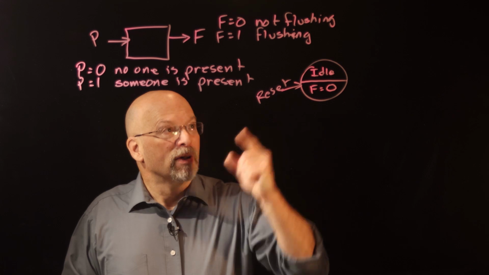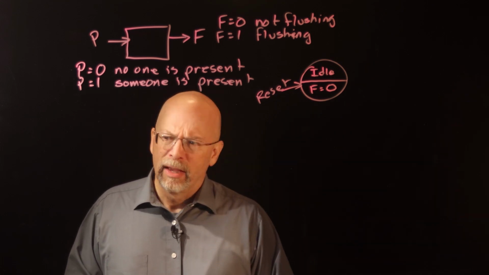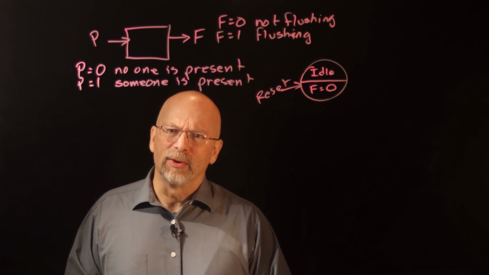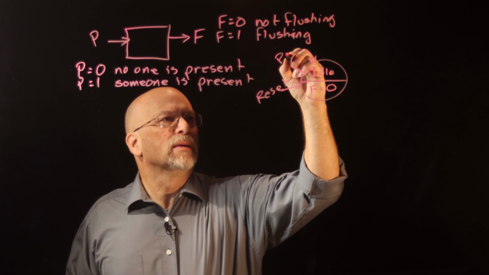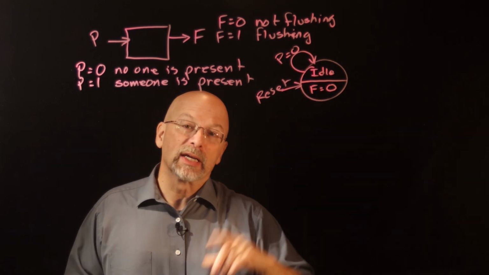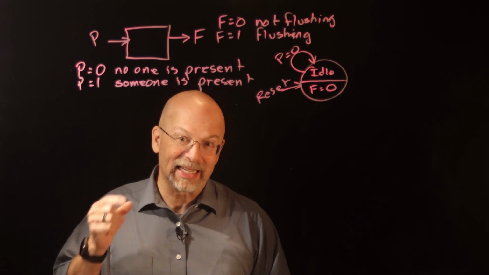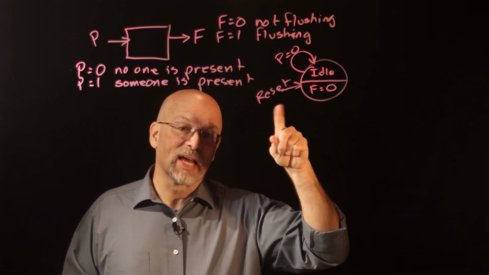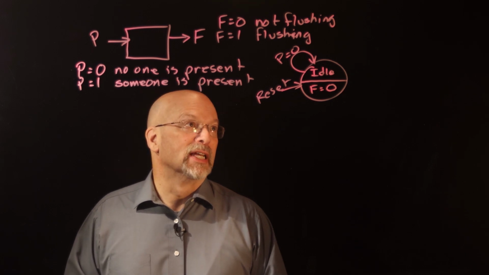Now, coming out of idle, if no one is present, P equals 0, we want to continue to be idle. As long as no one comes up to the toilet, we want to continue to stay in this idle state. And as long as that clock ticks on and ticks on and ticks on, we're just going to stay idle until somebody comes up to use the facilities.